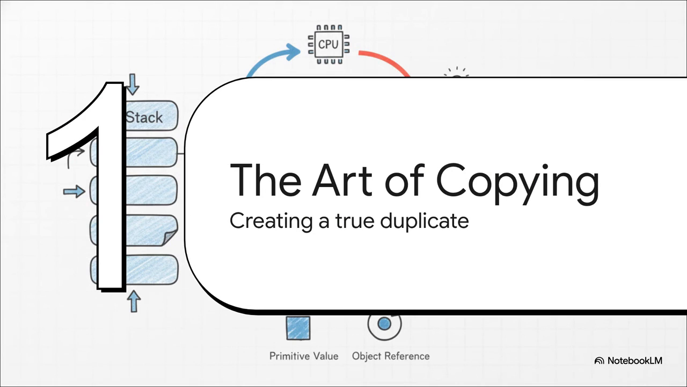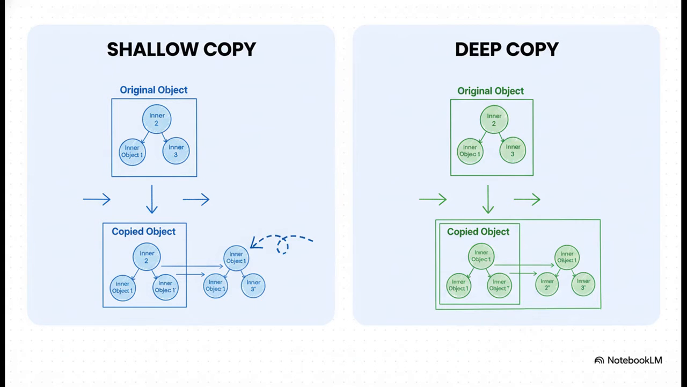Okay, so this brings up a really important question. If just using the equals sign only copies the claim ticket, how in the world do you actually make a brand new, totally separate, independent copy of the car? Well, this is where you run into the idea of a shallow copy versus a deep copy.